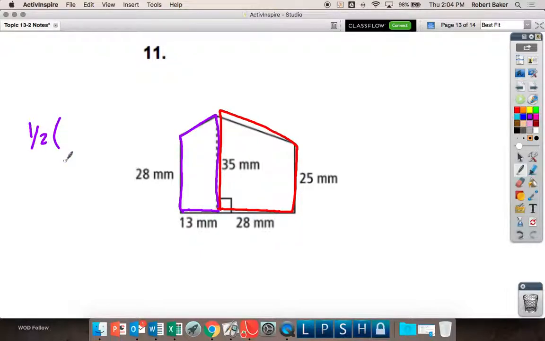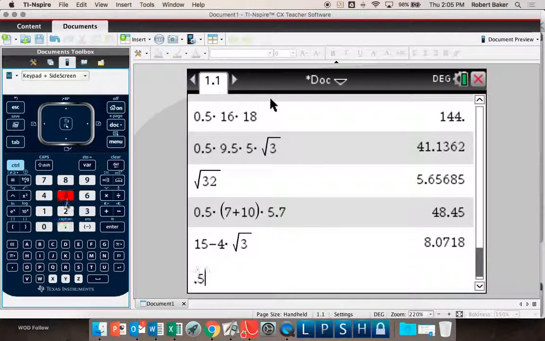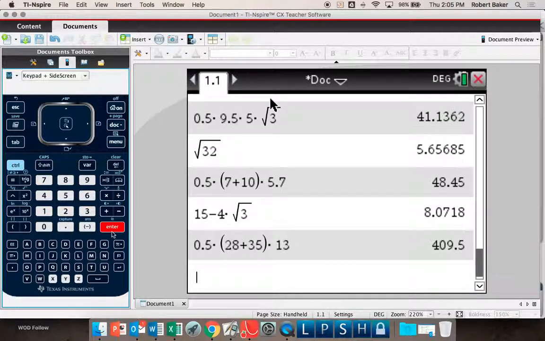How big is one base of that purple trapezoid? 28. How big is the other base of that purple trapezoid? 35. Height is 13. So I'm going to math that real quick. 1/2 of 28 plus 35 times the height of 13. 409.5. That is the purple trapezoid.